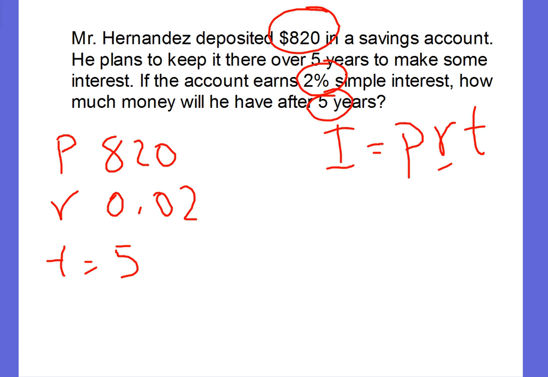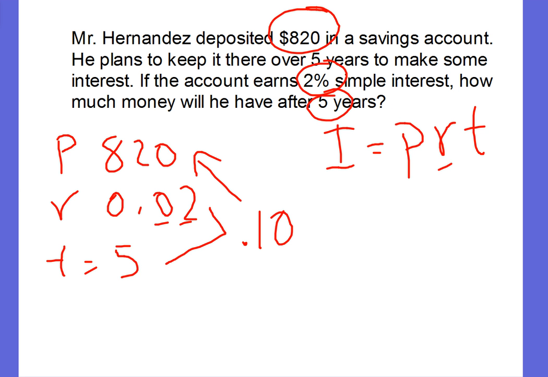Now I'm just going to multiply times each other. I don't have to do it in the order 820 times 0.02 times 5. It works anyways. I'm going to work those two first because it's easier to do. 5 times 2 is 10. Since this one has 2 digits after the decimal point, the decimal has to be right here, so it's 0.10. Now I can just multiply that times 820.